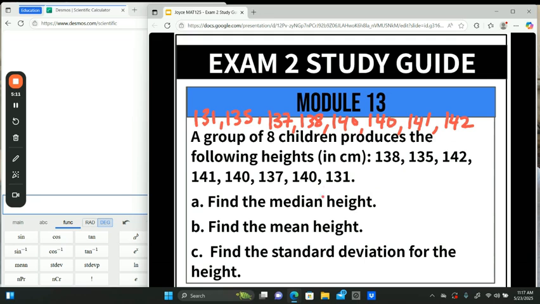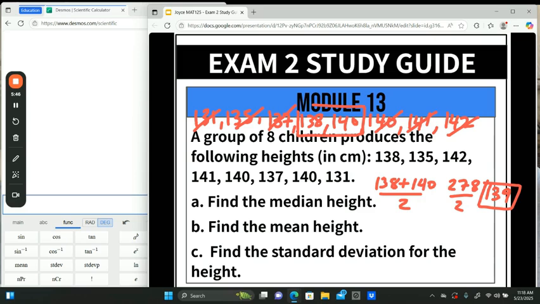Okay, so finding the median. First thing we do is we take 1 off of each end until we get to the middle. And that is what median means. It means middle. And if we have 2 left, we take the average of the 2. So to do so, we can add 138 plus 140 divided by 2. 138 plus 140 gives me 278 divided by 2 gives me 139. Okay, that is our median.